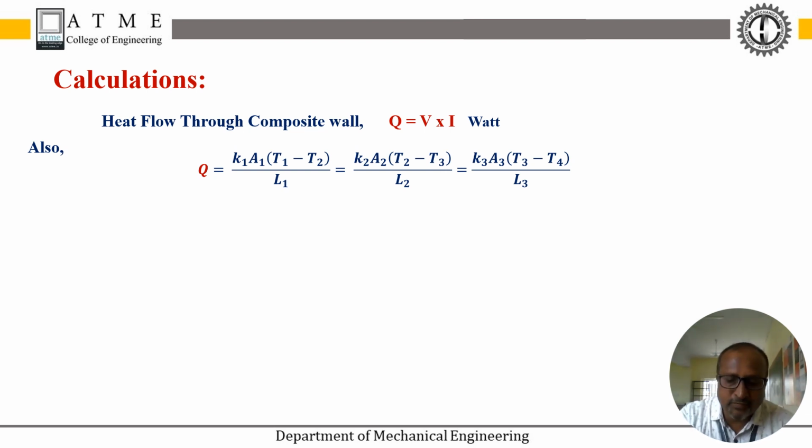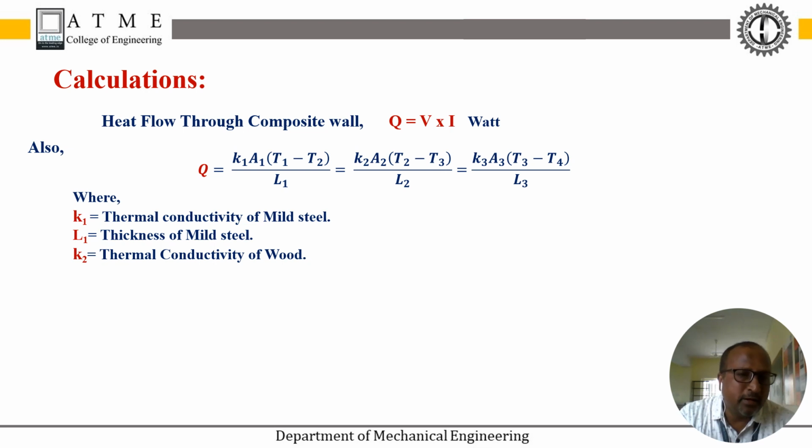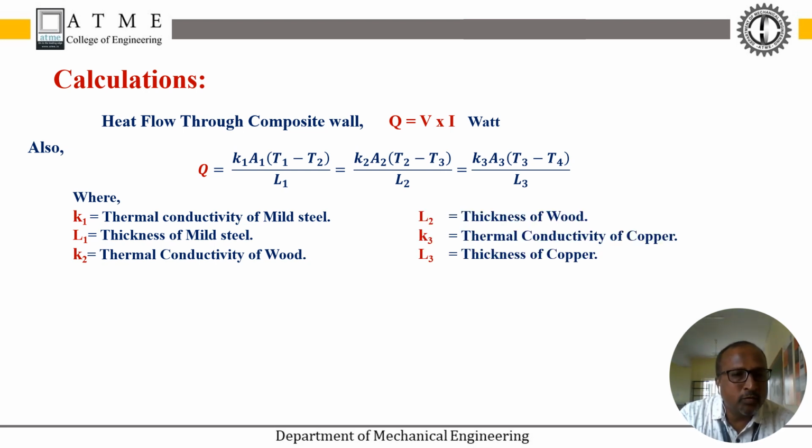Okay, and these formulas are from the Fourier equation. We studied that in the theory classes. Here K1, L1 and K2, L2, K3, L3 are the thermal conductivities and the thicknesses of the different materials. We all know that. And we need to find out K1, the thermal conductivity of the first material, the mild steel. From this formula, you can see here Q is equal to K1 A1 (T1 minus T2) by L1.